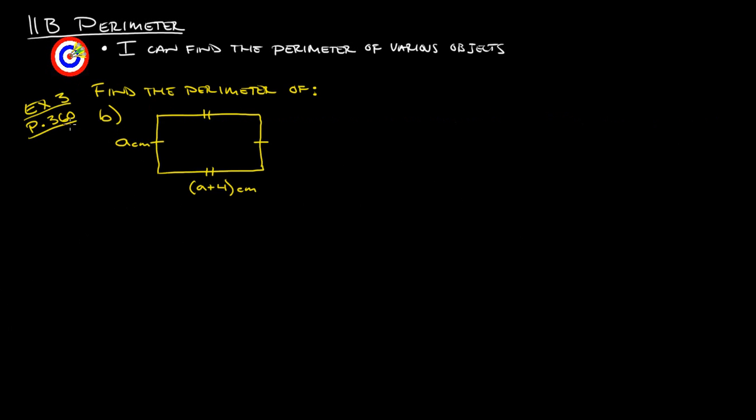We're going to find the perimeter of this. This is example 3 from page 360, so the distance all the way around. If this is a centimeters, this is also a centimeters. If this is a plus 4 centimeters, this is also a plus 4 centimeters.